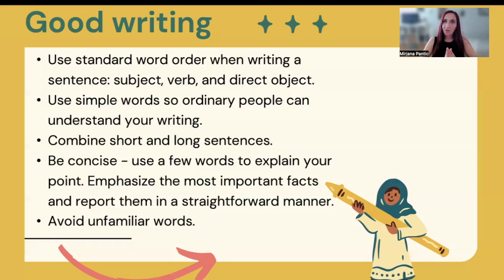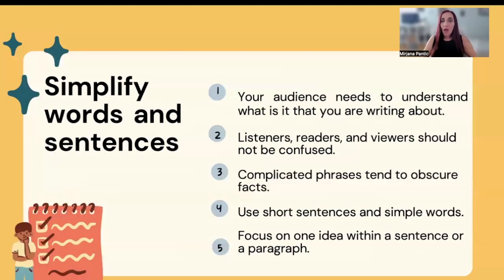And avoid unfamiliar words. If you go back to my academic piece and look at some words that you're not familiar with, if you're going to use those in your writing, and you don't understand them, then how is your reader going to understand that? So you need to keep that in mind when you're working on a story. Now, how do we simplify words and sentences? These are the things that we're going to work on in class with specific examples. But as I mentioned, your audience needs to understand what it is that you're writing about.